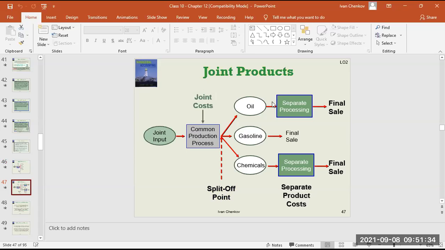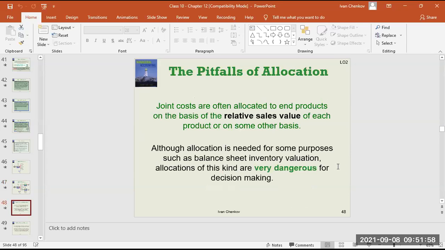Now, at this point, what's happened? On the oil, in order to convert the oil, we have to do some separate processing and then do the final step. On the gasoline, we can sell it the way it is. On the chemicals, we still have to do some processing, and then we do the final step. What's the general principle here? Joint costs are often allocated to the end products on the basis of the relative sales value of each product or on some other basis.